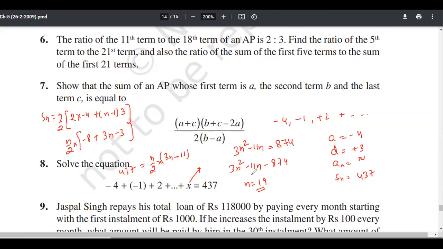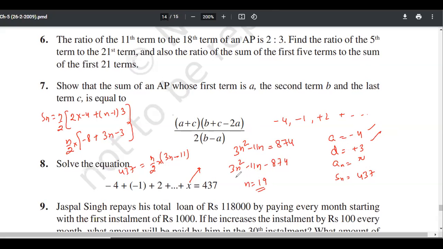Okay, and if n is 19, so you can consider this one. Now you can easily calculate the value of an, because you know that an is x, so you need to calculate the value of x. You know the first term a, d you know, n you know, then you can easily calculate.